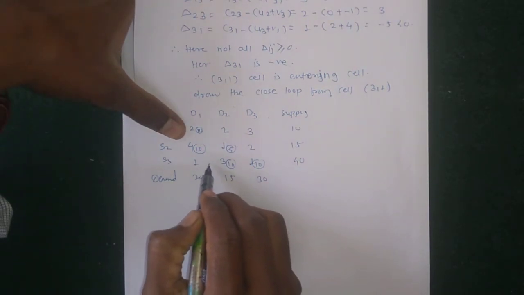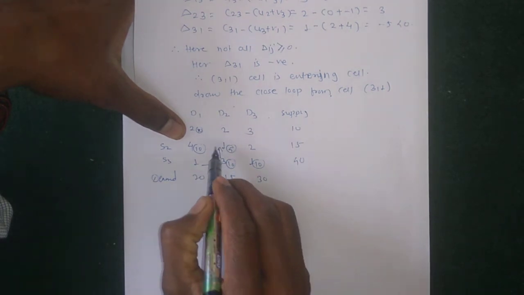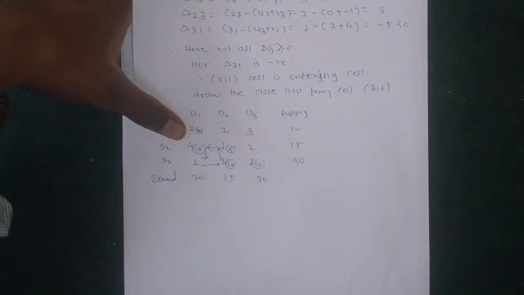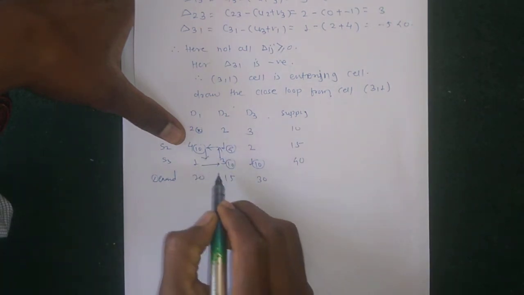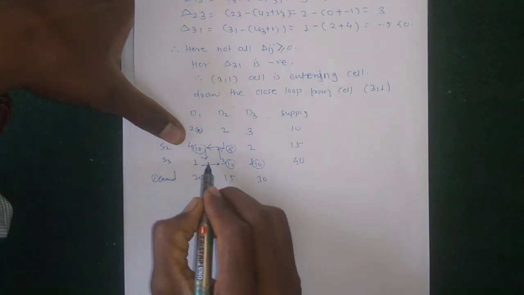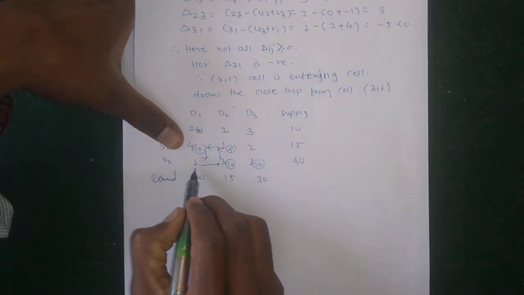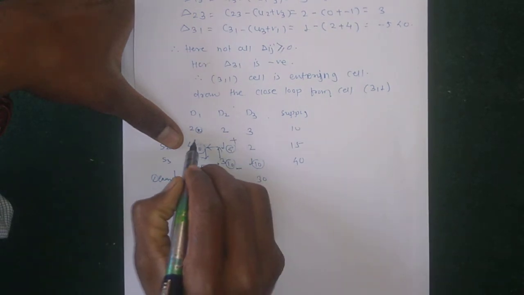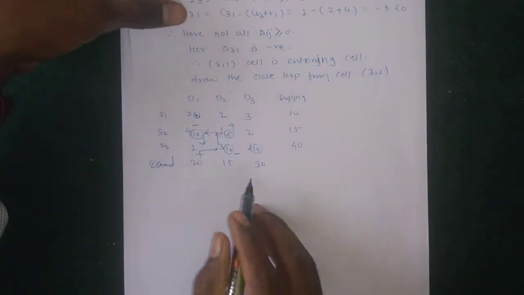Here, if we start here, this is a closed loop in which all three corner cells are occupied cells. So we have to start from 1 3, 5 1, 3 1, 4 1. In this way a closed loop exists. Take the sign for the starting cell as positive, then negative, then positive, then negative, again positive. In this way we take alternating signs.